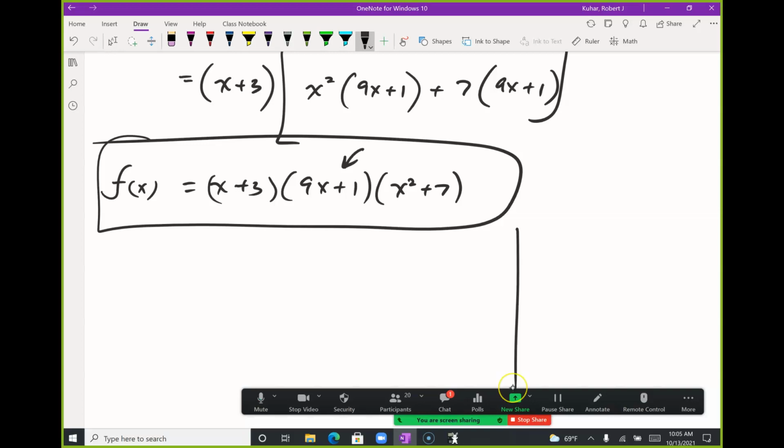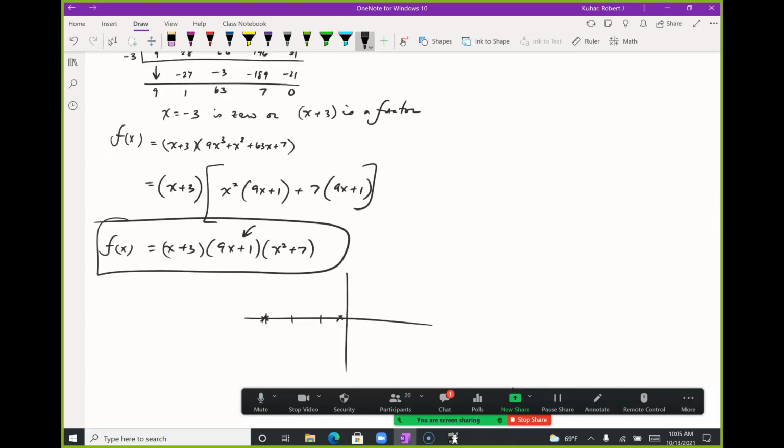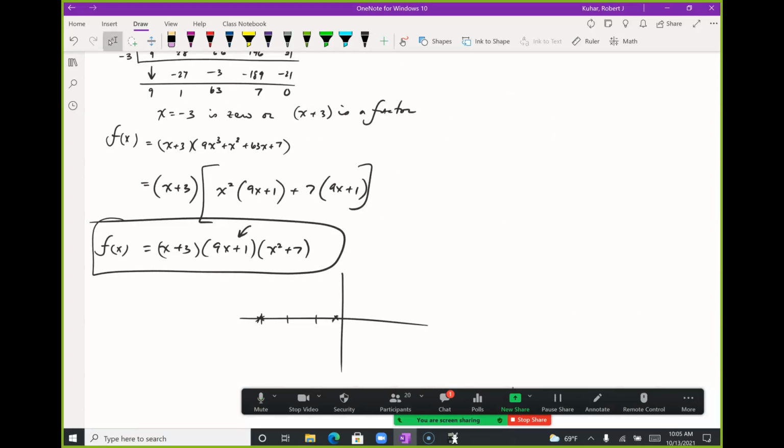So my graph is looking something like this. 1, 2, 3. So it goes through negative 3. It goes through negative 1/9. Wait a minute. Oh yeah, it's a quartic. So it's just doing something like this. The mother function is x to the 4th, so it starts up, ends up.